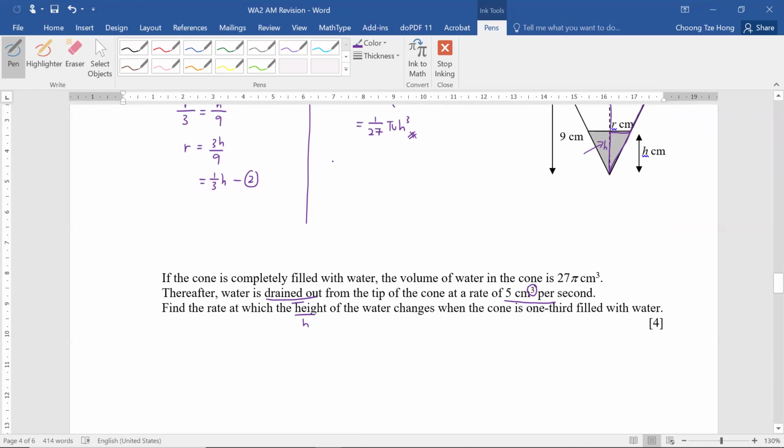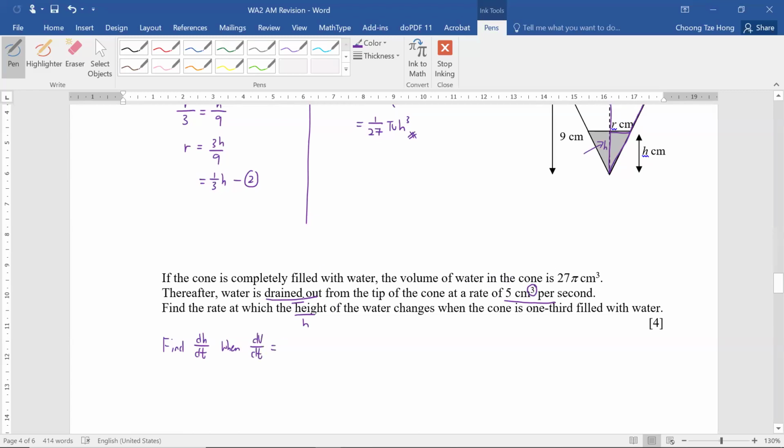For us to actually summarize the whole question in one statement. Okay, so they want us to find the rate at which the height of water changes. So find dH over dt when... Okay, we are given dV over dt, but this is where you need to be careful.